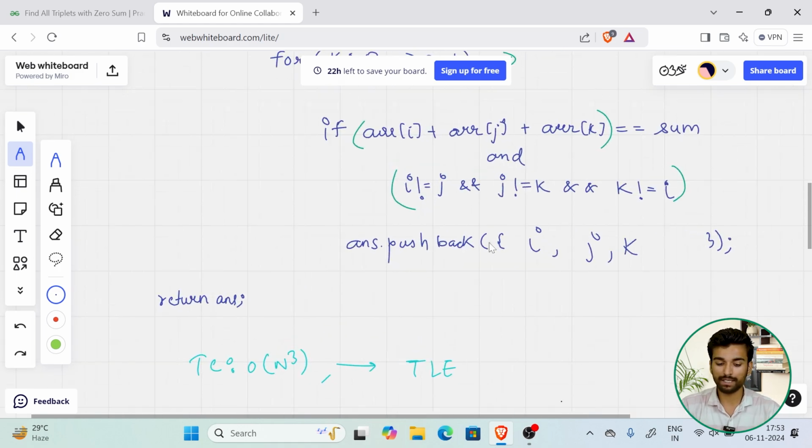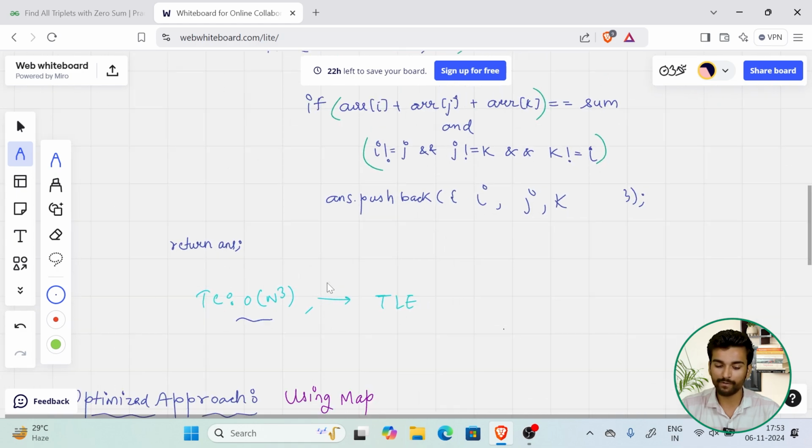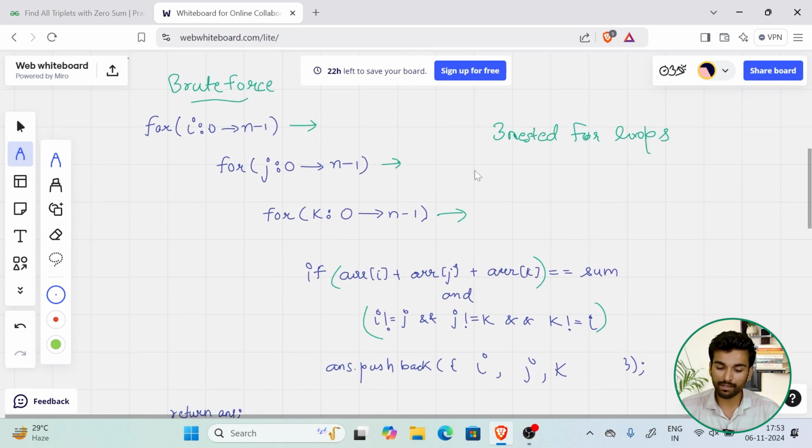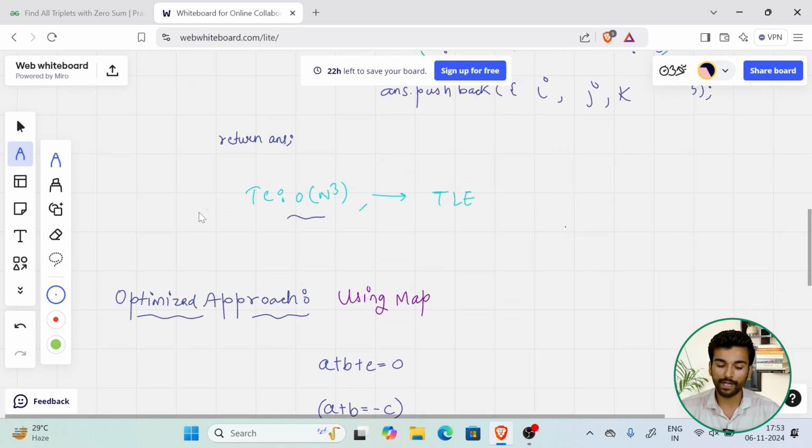Let's discuss the time complexity. The time complexity would be order of n cube, not order of n. Why? Because we are running three nested for loops, and every for loop can run up to n times. They are also in nested form, so that's why the time complexity would be multiplied. So the time complexity would be order of n cube.